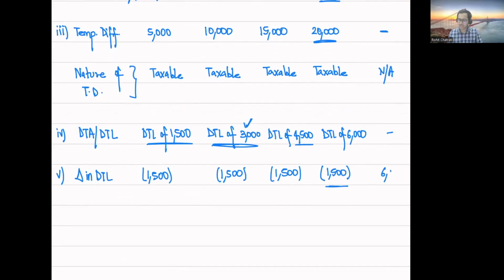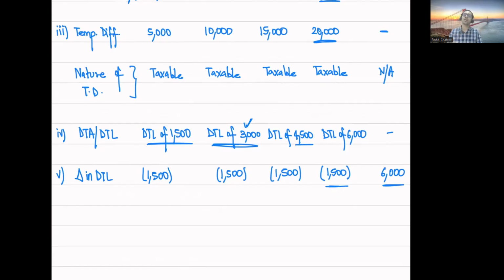For the last year, it's going to be a deferred tax benefit because I have a liability in my books of accounts, which now I am reversing. Reversing a liability basically means that I will debit my liability and I credit deferred tax income or deferred tax benefit. Therefore, 6,000 is an income for me in the last year.